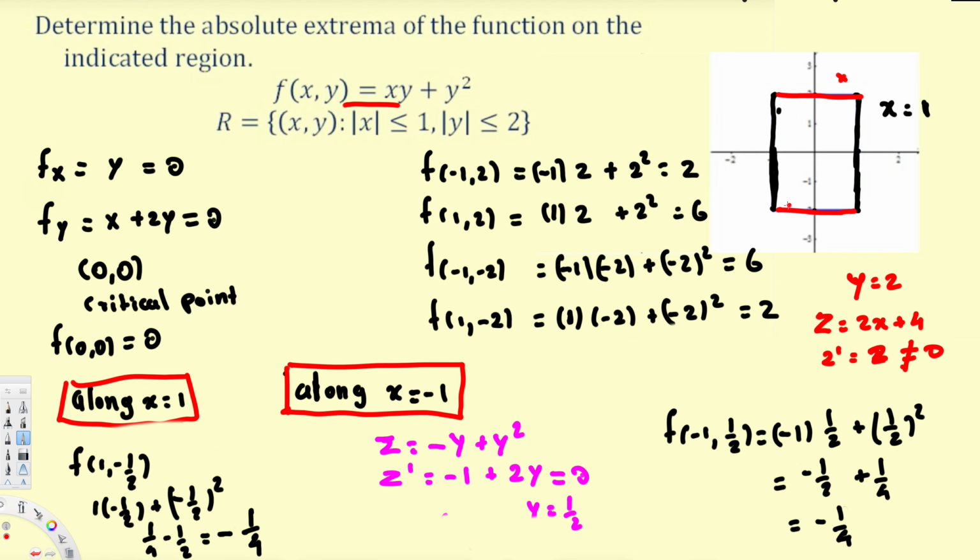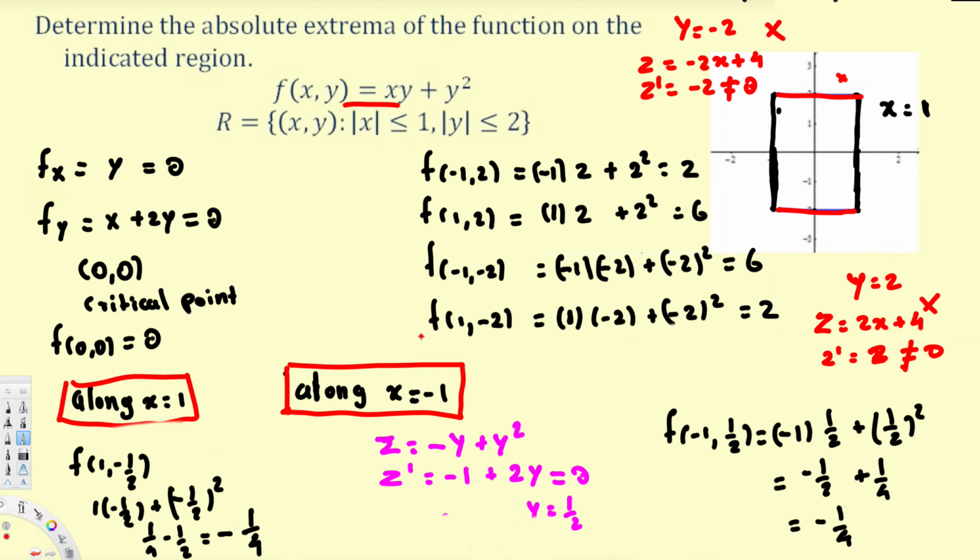Now let's look at y is equal to negative 2. This is going to be the same case. We are going to have z is equal to, if we plug negative 2 instead of y, negative 2x plus 4, and if we take the first derivative, this is going to become negative 2, and negative 2 cannot be equated to 0, so this also is not possible. So these 2 paths are not possible. So these are the values we have.